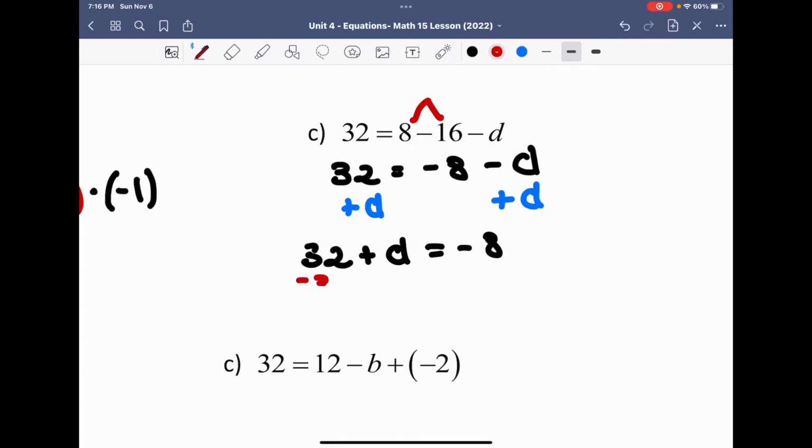Now, I'm going to subtract 32 from both sides here because I know if I'm adding 32 on the left, I want to subtract to get rid of it, and I have to do this to both sides. Therefore, D is equal to negative 40.